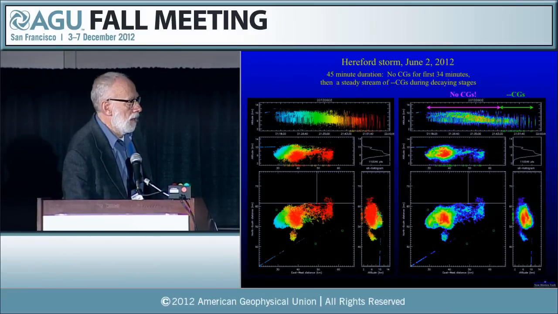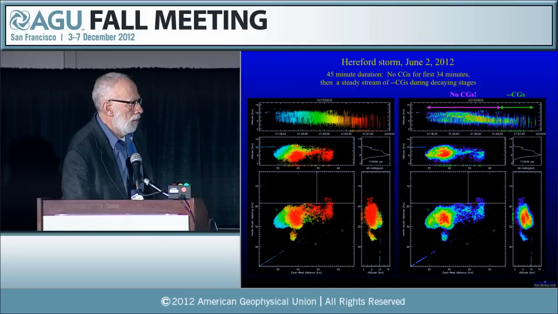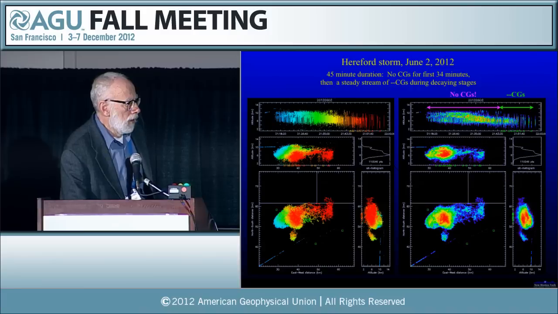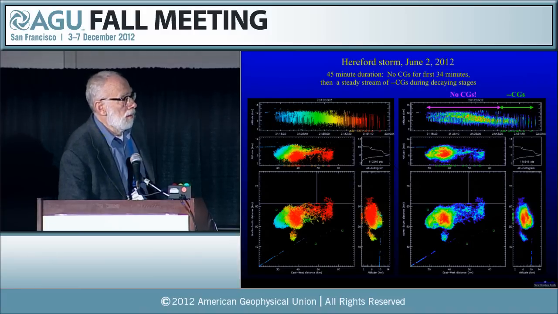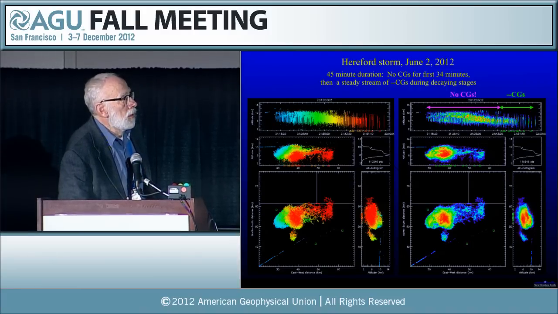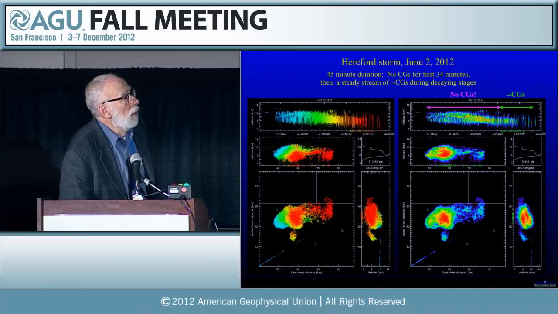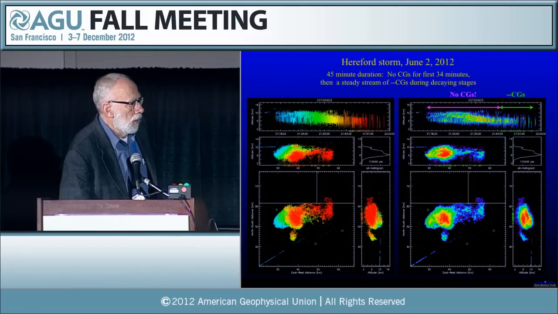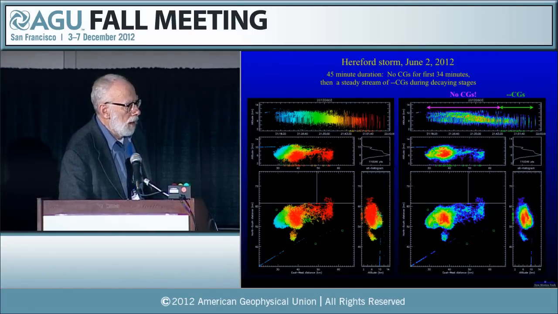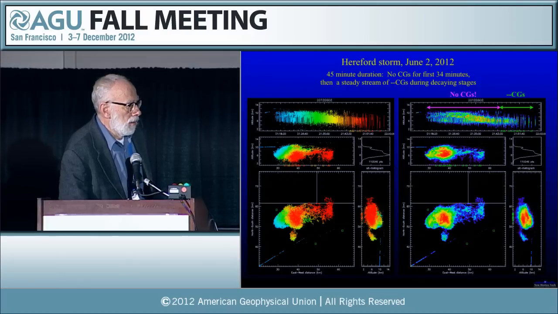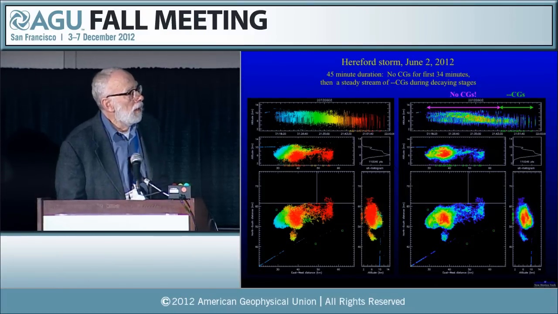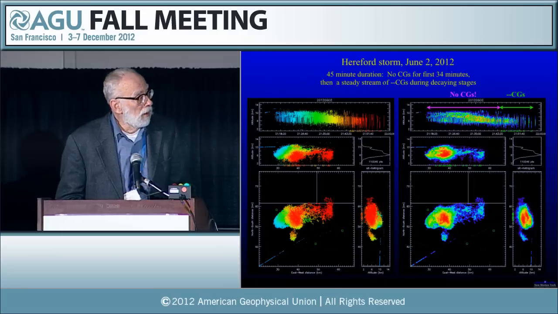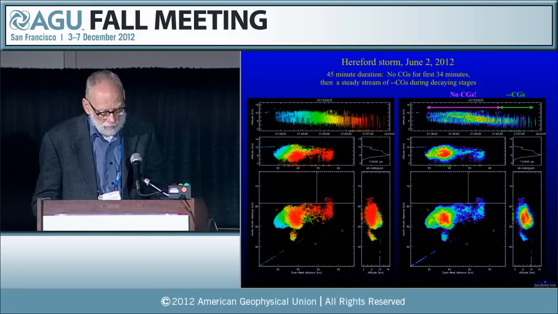During that time, if you look at the upper right panel, there were no cloud-to-ground discharges produced for the first 34 minutes of that 45-minute duration. So obviously this was somehow anomalously electrified, because if it had been normally electrified, it would produce many cloud-to-grounds. And then at the end of it, it started producing cloud-to-grounds, but they were all negative.